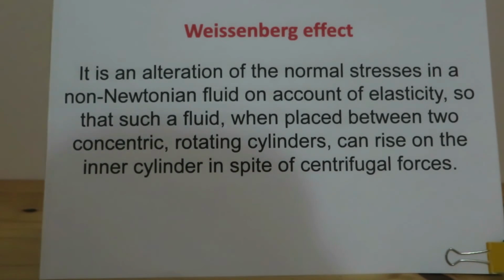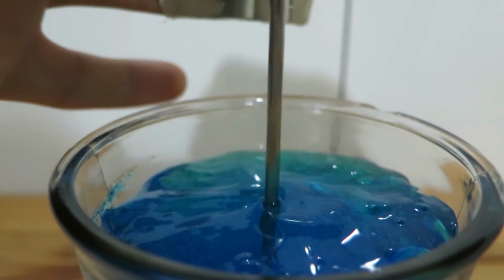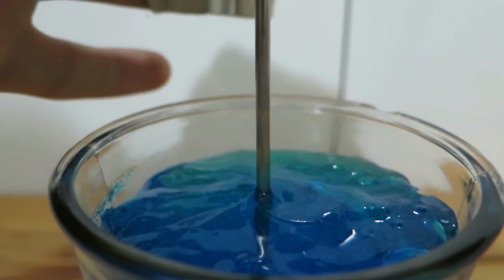Second is the Weissenberg effect. It's an alteration of the normal stress in a non-Newtonian fluid on account of elasticity, so that such a fluid, when placed between two concentric rotating cylinders, can rise on the inner cylinder in spite of centrifugal force.